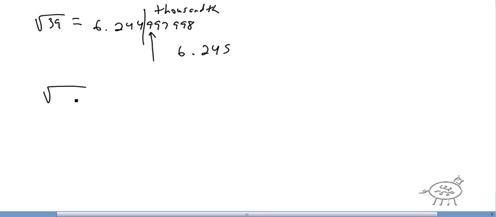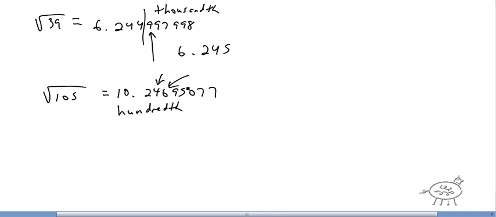Let's do one more. The square root of 105. Ooh, I like that one. I get 10.24695.077. And if I ask you guys to round to the nearest hundredth, that's pretty common, actually. Nearest hundredth is the 4 right here. So I look at the 6. It's greater than or equal to 5. So my answer for this problem is 10.25. Okay? Pretty simple. So let's do a couple more square roots.